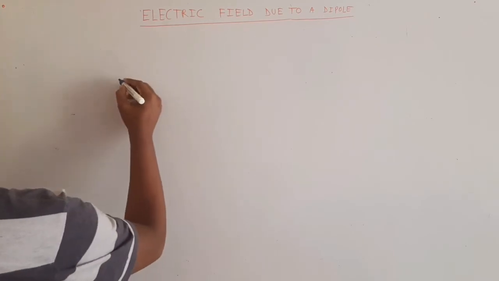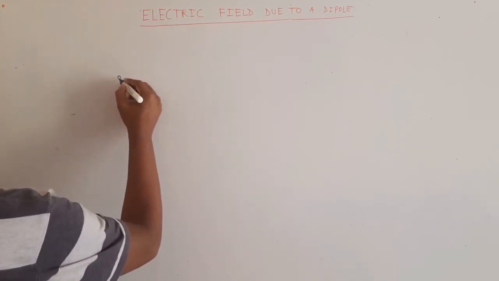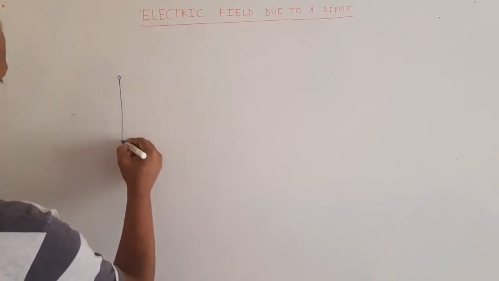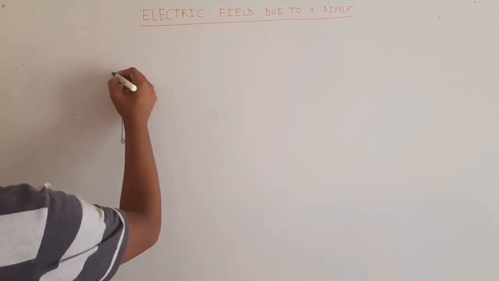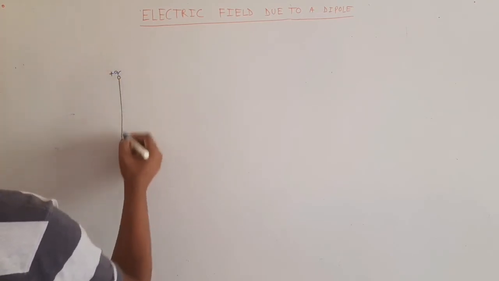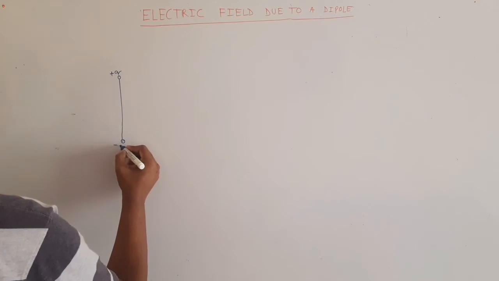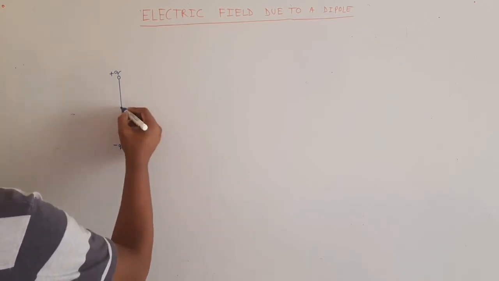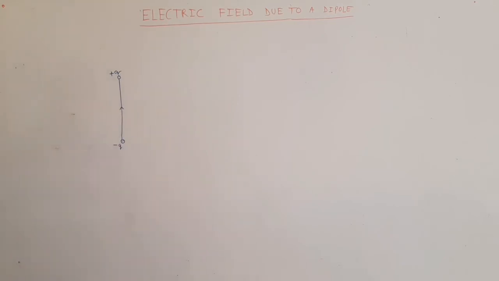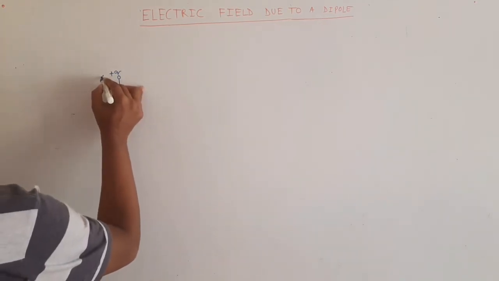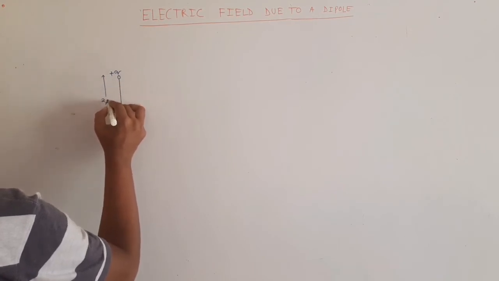Now if the dipole is placed in this fashion, like this is plus q and this is minus q, and then the direction, as you all know, is always from negative to positive. So again, in the same case, I'll assume that the length of this dipole is 2l.